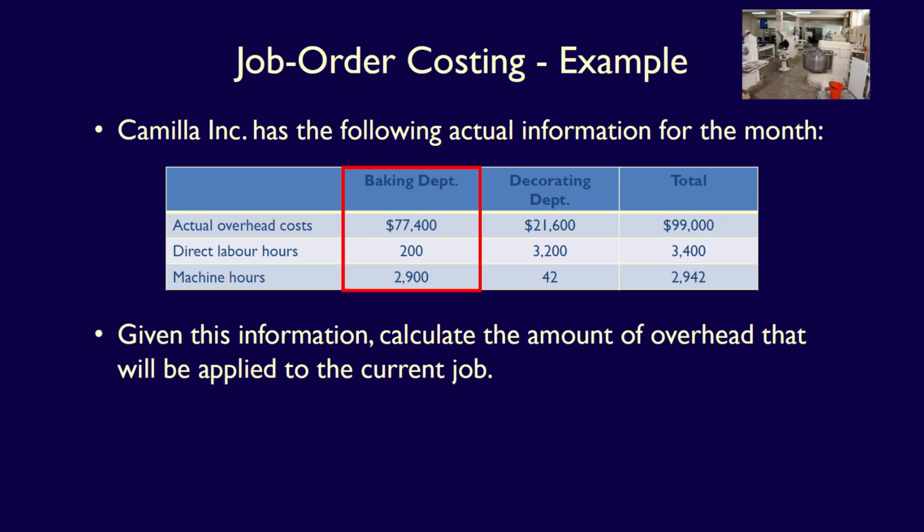Actual machine hours, 2,900. Decorating department, actual overhead costs, $21,600. Actual direct labor hours, 3,200, and actual machine hours, 42 hours. Total actual overhead costs, $99,000. Total direct labor hours, 3,400, and total machine hours, 2,942. Given this information, calculate the amount of overhead that will be applied to the current job.